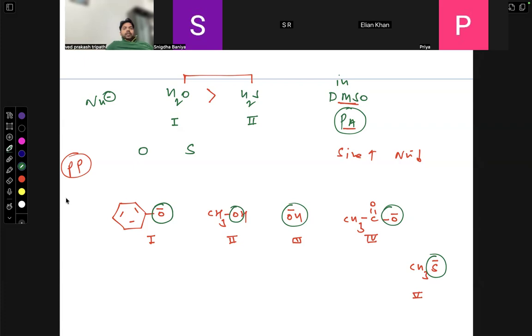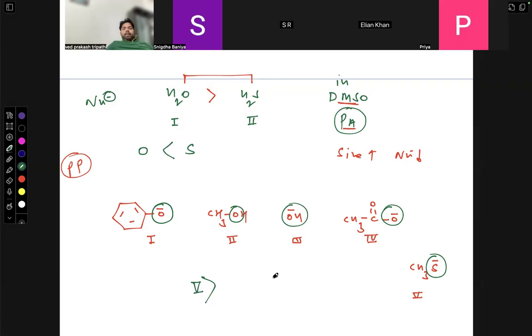Sulfur. Please review. Okay. Bigger the size, better the nucleophile. Okay, so sulfur is a better nucleophile. So the fifth would be the best.